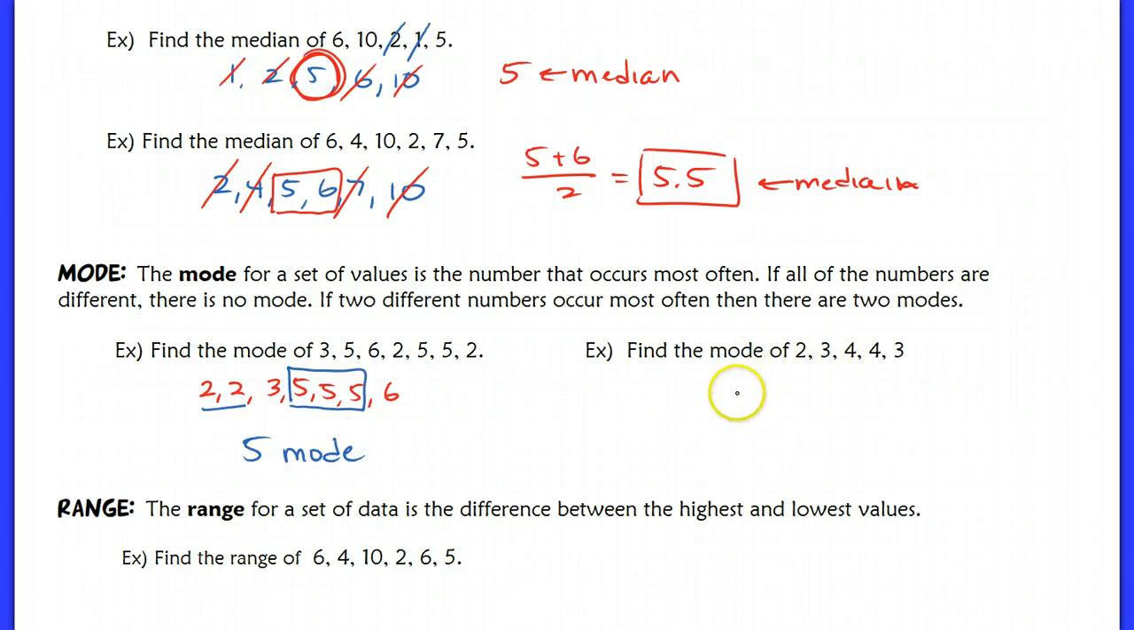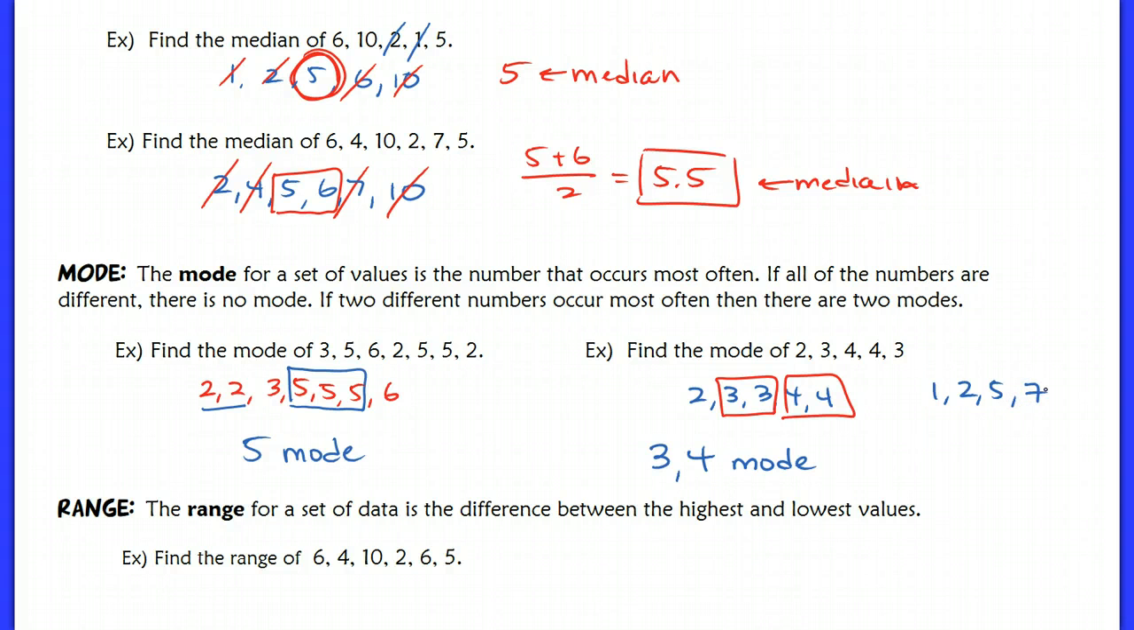Now in the next example, if I rewrite this, 2, then 3, then 3, then 4, and then another 4, this time I have 2 numbers that appear the most. So that means the modes are both 3 and 4. So you can have 2 numbers that are the mode as long as they're both appearing the same number of times. Now let's say for example the set of data looks like this. If there's no number that appears the most, then in this case there would be no mode.